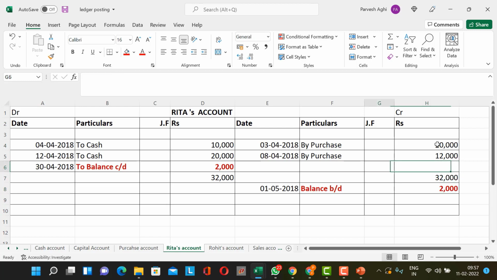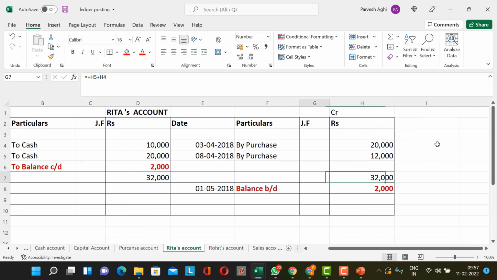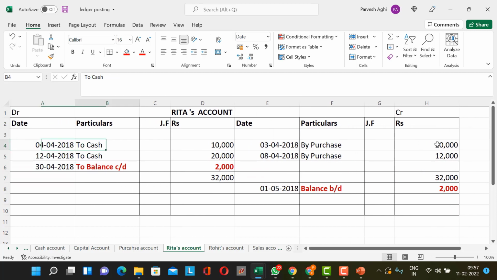So Rita has supplied goods worth 32,000, but she got paid twice, 10,000 and 20,000. So how much is still payable to Rita? 2,000. Suppose you are Rita's lawyer, and Rita says that this guy Mohit is not paying me any money. He says nothing is payable to me.